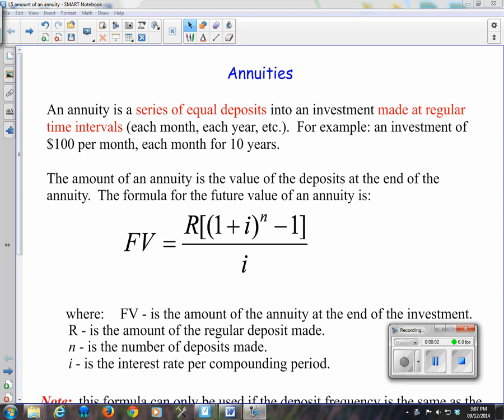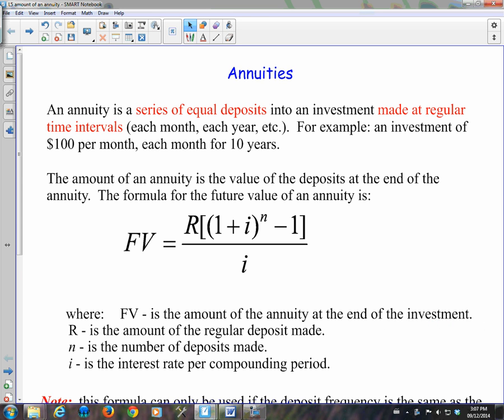Unit 5, Lesson 5, annuities. So we've done compound interest. We've practiced compound interest, both accumulated amount and present value. An annuity is a little bit different than just plain old compound interest.